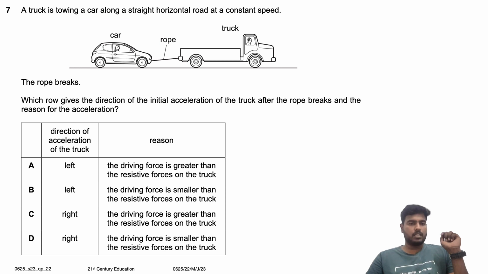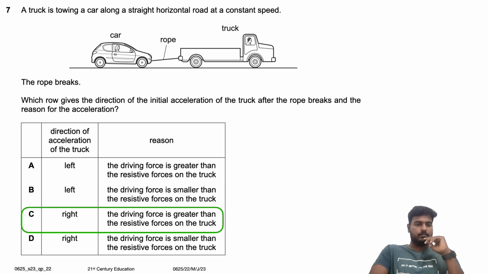A truck is towing a car along a straight horizontal road at a constant speed. The rope breaks. Which arrow gives the direction of the initial acceleration of the truck after the rope breaks, and the reason for the acceleration? Initially the truck engine has to give enough force to pull both the truck and the car. Now the truck is going with the same power. As soon as the rope is cut, the force is still the same, but the mass of the car has been removed and the resistive force due to the car is also removed. So the truck will go faster in the same direction.